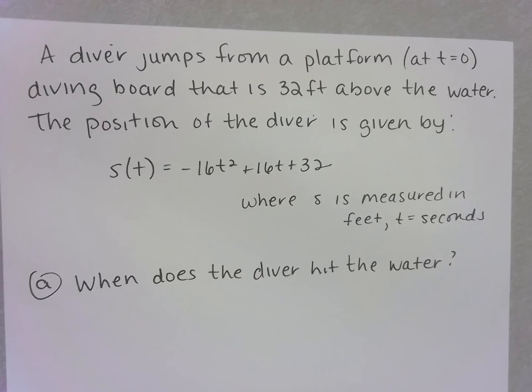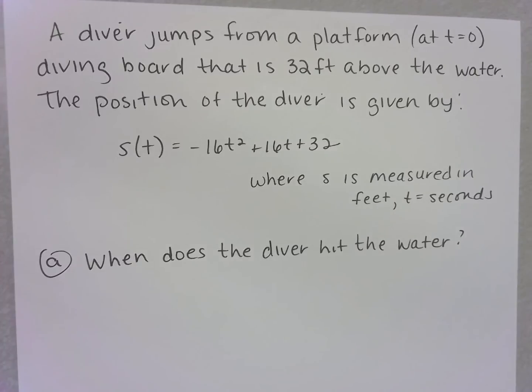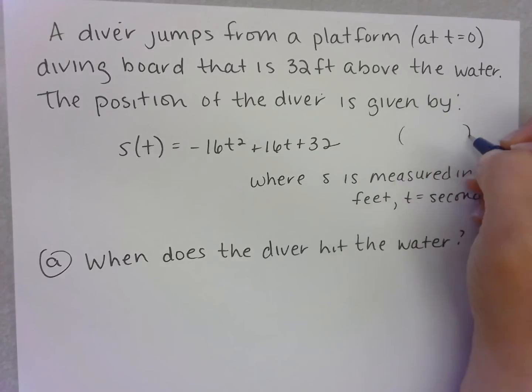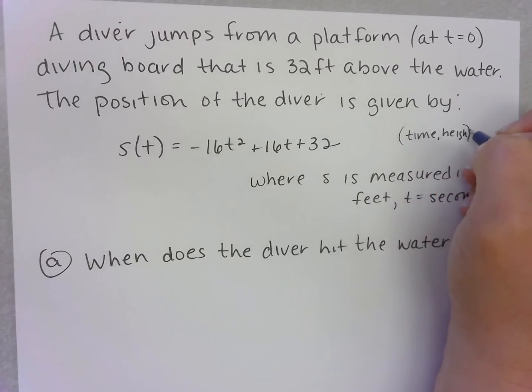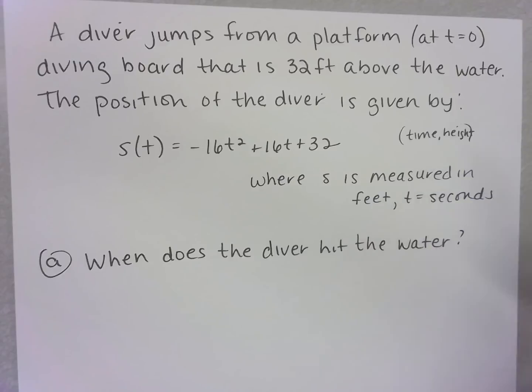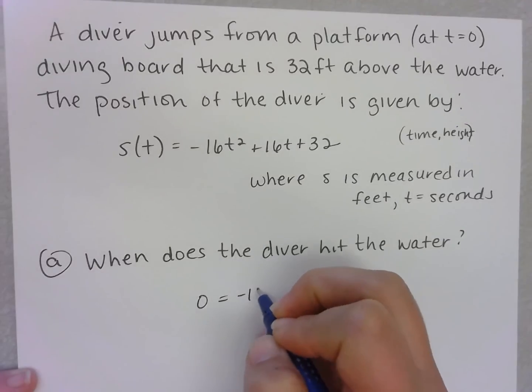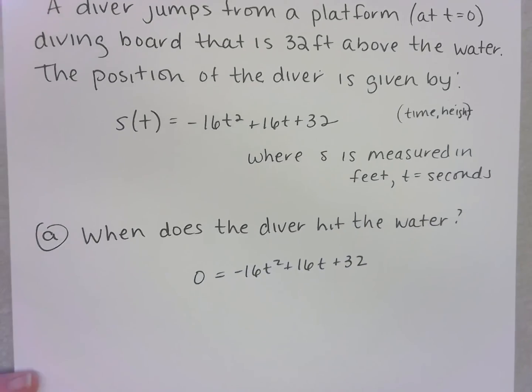So we want to know, when does the diver hit the water? We don't need calculus for this part. If I think of my xy here, then t is time and h is height, so every ordered pair has t as the time and h as the height at that time. So when does the diver hit the water? He hits the water when he has a height of 0, because the pool would be 0. So I'm just solving a basic quadratic here, and no calculus is required right now.